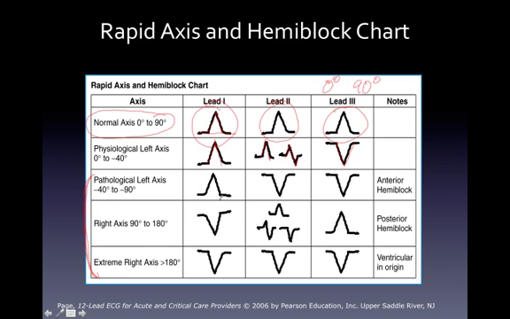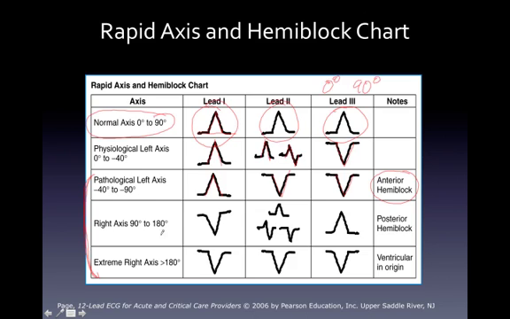A pathological left axis deviation would be from negative 40 to negative 90 degrees, and it would give you a presentation of lead 1 up, lead 2 down, and lead 3 down. It would also be indicative of an anterior hemiblock, and I'll explain this in just a second, as soon as we take a look at where the anterior and posterior fascicles are located. It's a lot easier to explain on the picture.